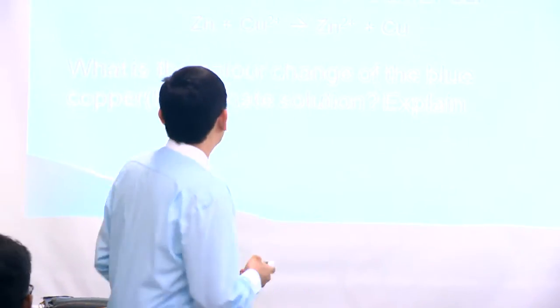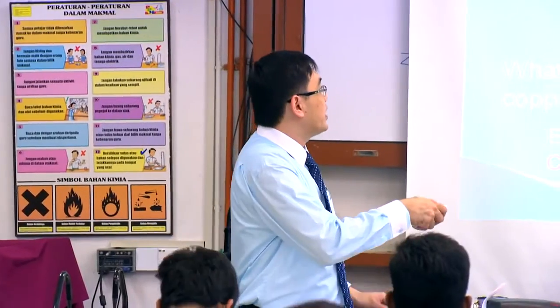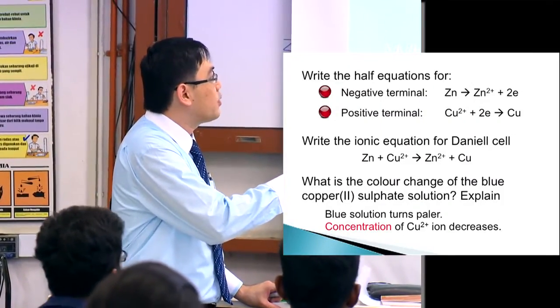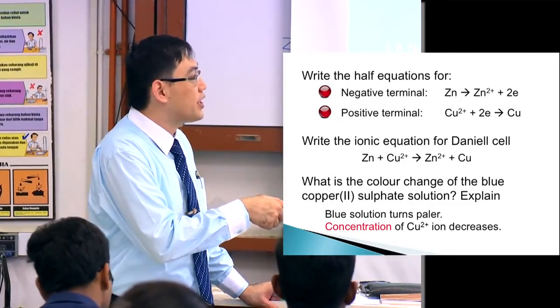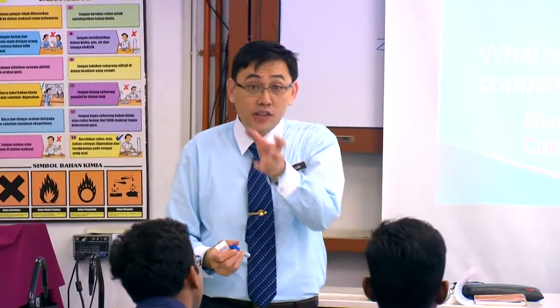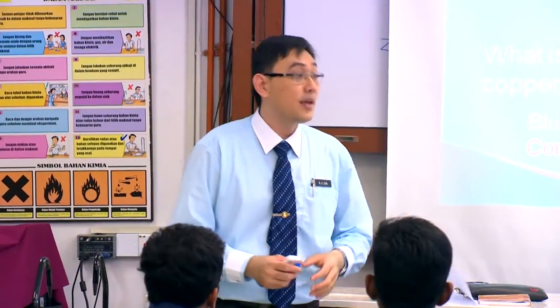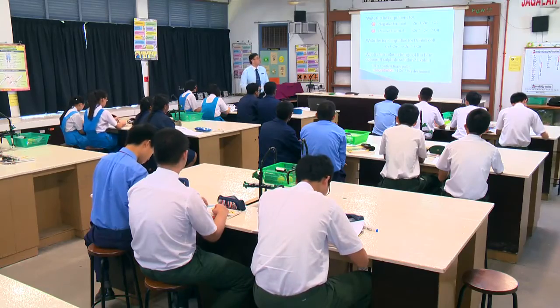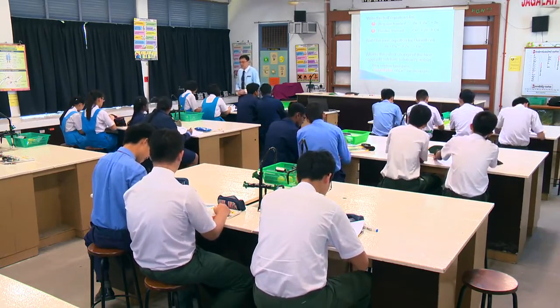So this is what we say: the blue solution will turn paler. Why? Because the ion in charge of the blue color is the copper 2 ion. The moment the copper 2 ion has changed into copper atom, its concentration inside the solution decreases. So from there, we know that the color starts to fade. That means the blue color will turn paler. Okay, so can you help me to write down the reason inside the handout?